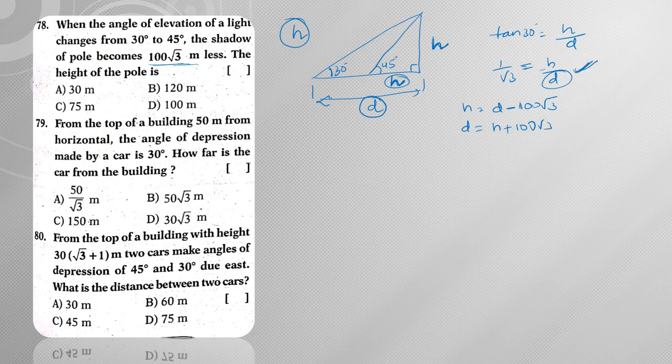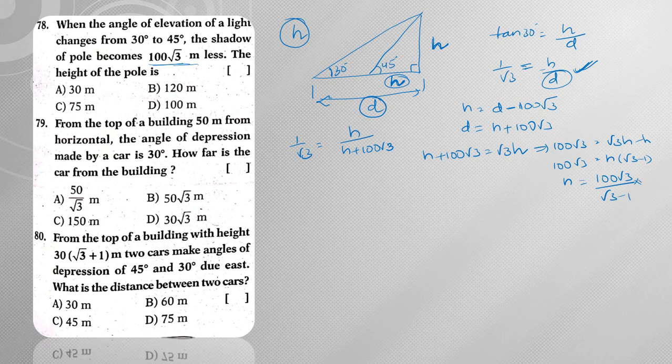So I am going to substitute in this. Then what am I going to get? 1 by root 3 is equal to h by h plus 100 root 3. When I do cross multiplication, h plus 100 root 3 is equal to root 3 times h. So from this, 100 root 3 is equal to root 3 h minus h. From this, h into root 3 minus 1 is equal to 100 root 3. From this, h is equal to 100 root 3 by root 3 minus 1.